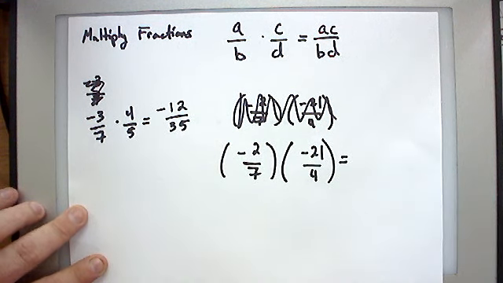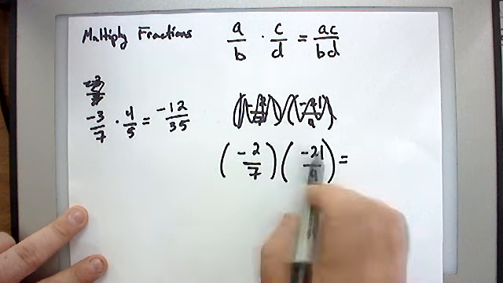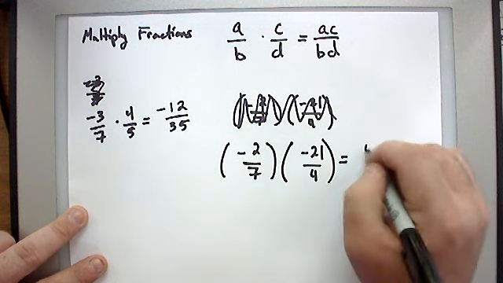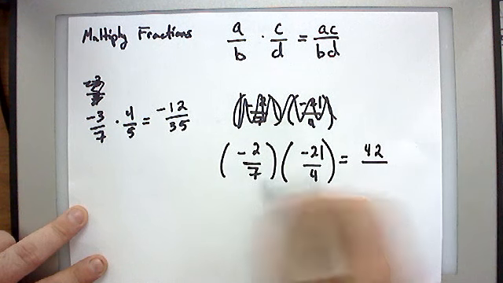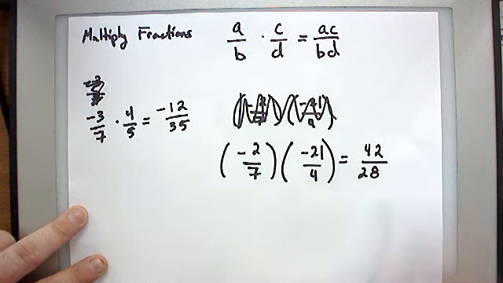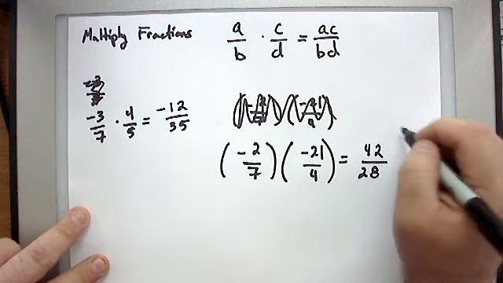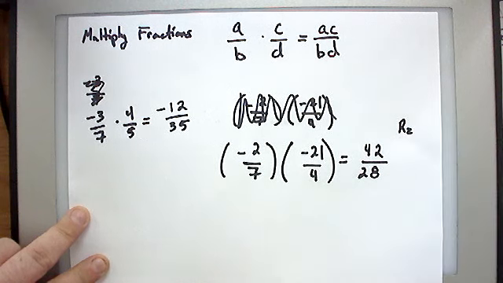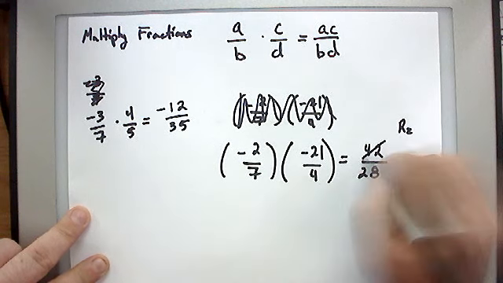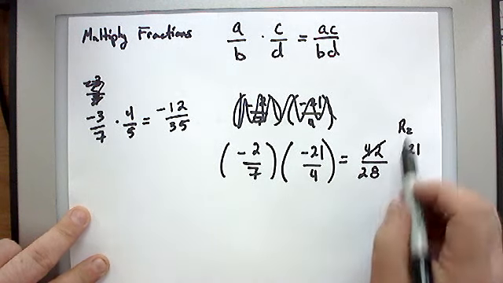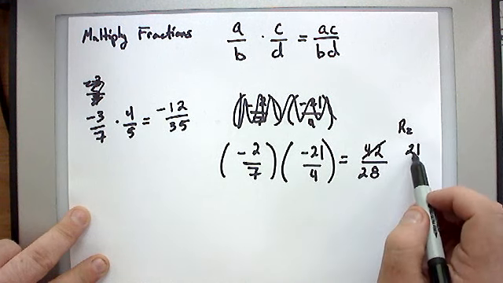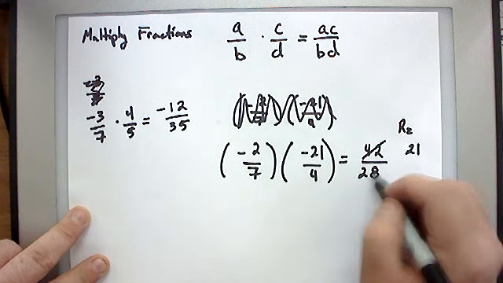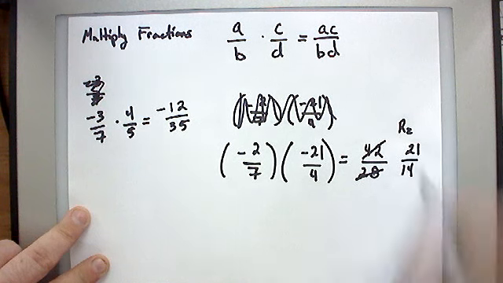Now, if I wanted to do this straight up, we could. Negative times negative is positive, and 2 times 21 is 42. 7 times 4 is 28. You multiply them across, and that's what you get. Now, we'd have to look at this and say, well, what goes into both? Maybe we could reduce by 2, right? 2 goes into 42 21 times. 2 goes into 28 14 times.